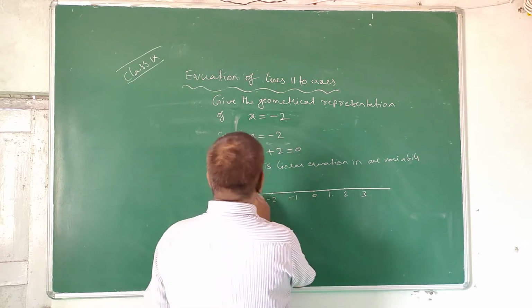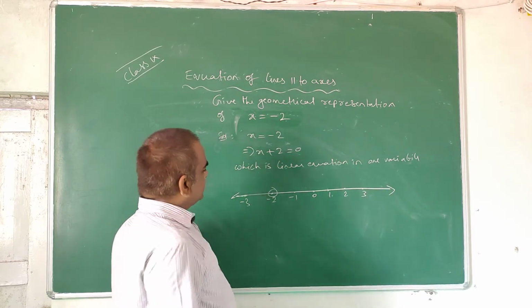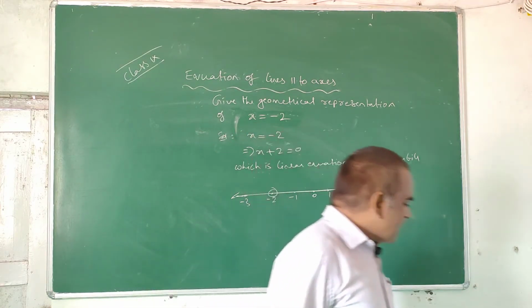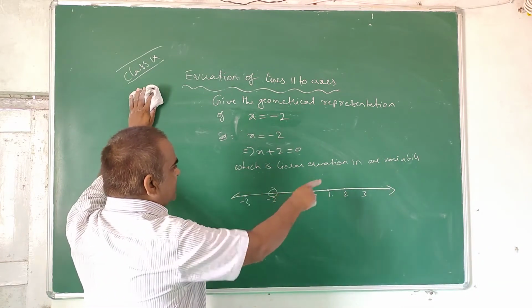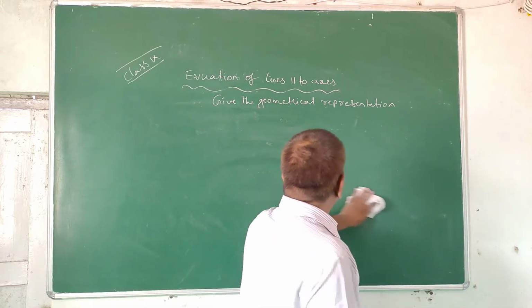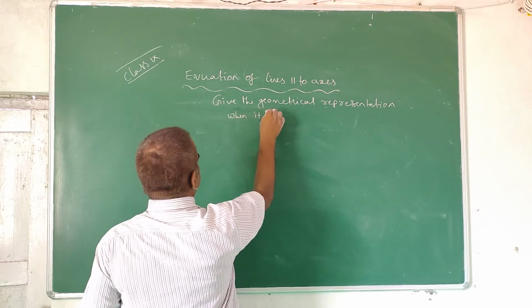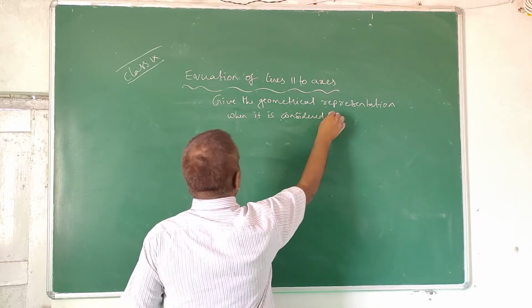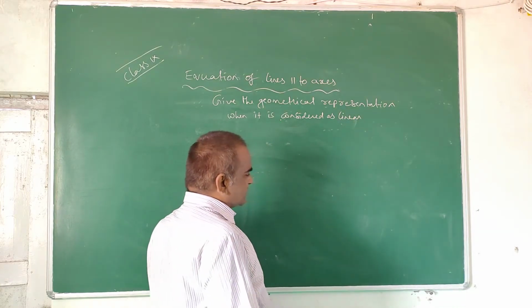So this is the number line. The geometrical representation of this linear equation would be the point x is equal to minus 2 on the number line. Did you understand? This is when considered as a linear equation in one variable. Now, when it is considered as a linear equation in two variables, it will have infinitely many solutions.